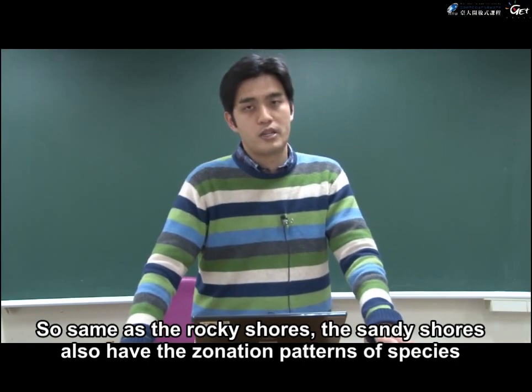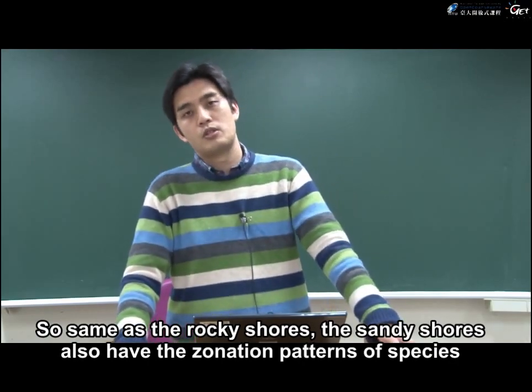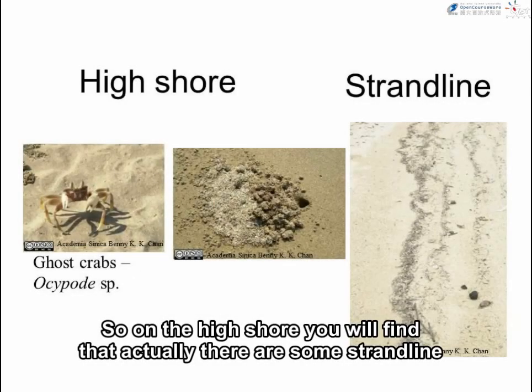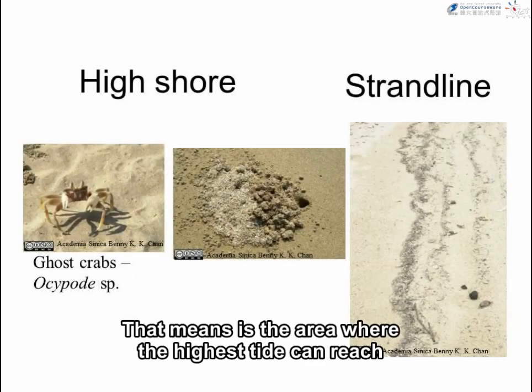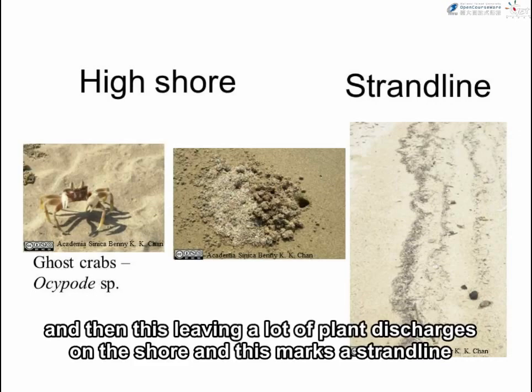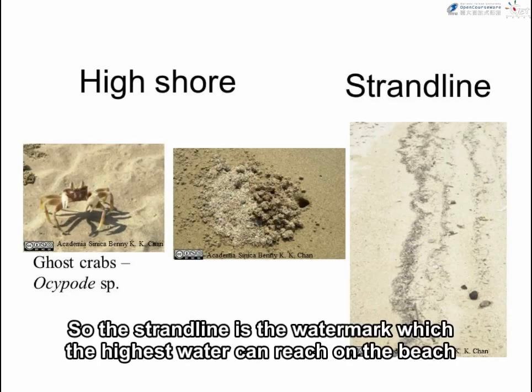Similar to the rocky shore, the sandy shore also has a zonation pattern of species. On the high shore, you will find that there is a strand line. That means it's the area where the highest tide can reach, leaving a lot of plant detritus on the shore, and this marks the strand line. The strand line is the water mark which the highest water can reach on the beach.